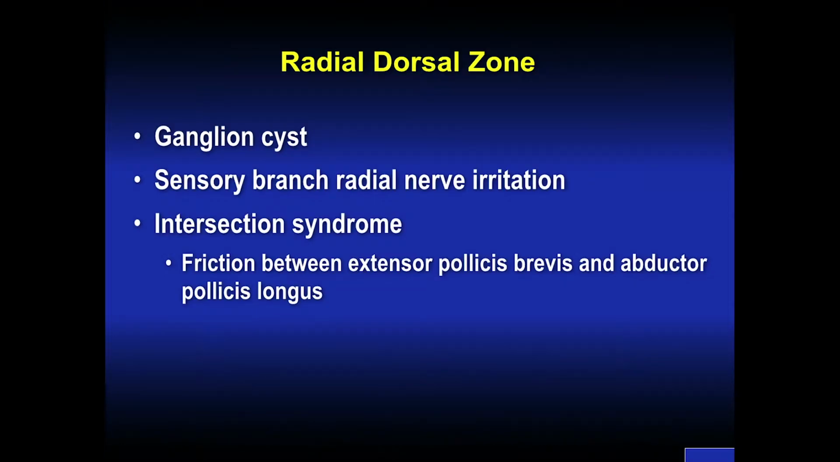In the radial dorsal zone, you think about the common ganglion cyst that is typically on the dorsal aspect of the wrist. You can have sensory branch radial nerve irritation, and intersection syndrome, which is common in weightlifters or somebody doing repetitive forearm work, is a friction between the extensor pollicis brevis and the abductor pollicis longus. There'll be a squishy sensation at the muscle tendon junction there, and perhaps localized swelling.